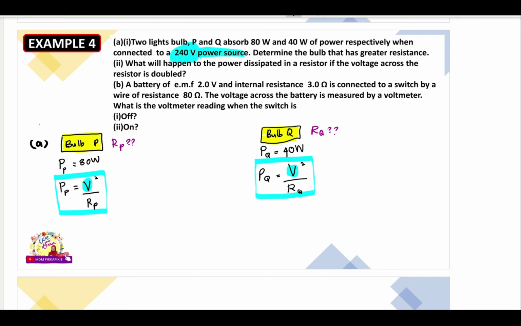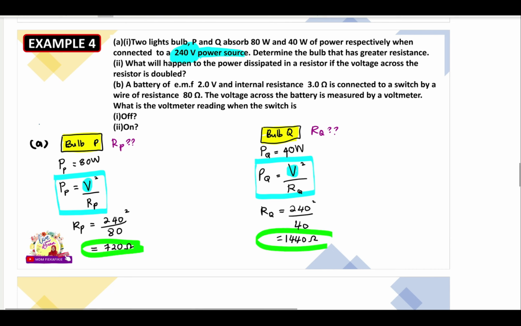And then kita nak compare kan dia punya resistance. Okay. And then given the supply voltage adalah 240 volt lah. Tapi kita nak kira untuk soalan A, determine the bulb that has greater resistance. Okay, so I want to determine RP and RQ. This is our objective because we want to compare which bulb has greater resistance or bigger resistance.